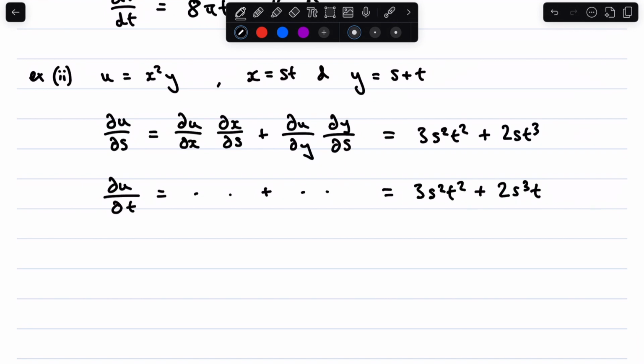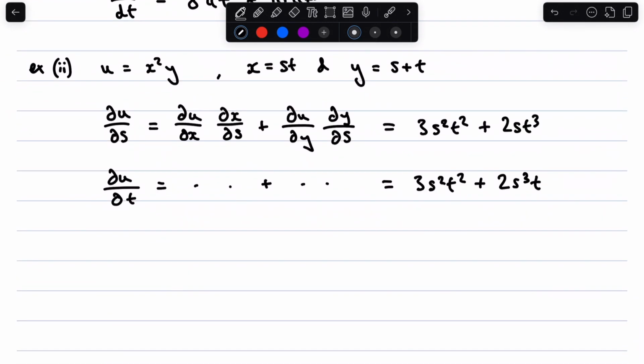Well, like we did for v above, we can substitute in our x and y and do it manually that way without the chain rule. So we can say u is equal to x squared, so it's going to be s²t² times y, which is s + t. If we times that out, that's going to be s³t² + s²t³.